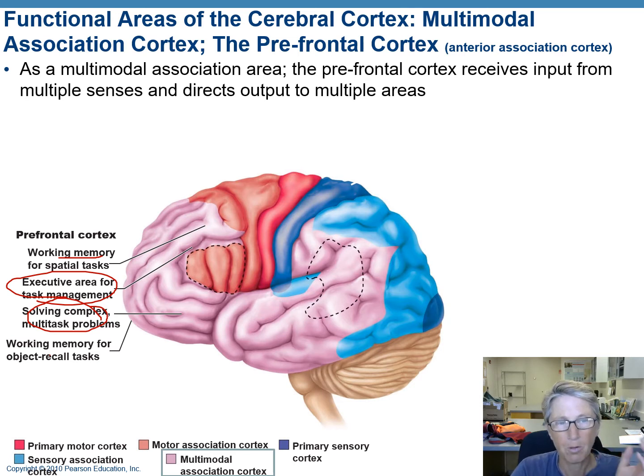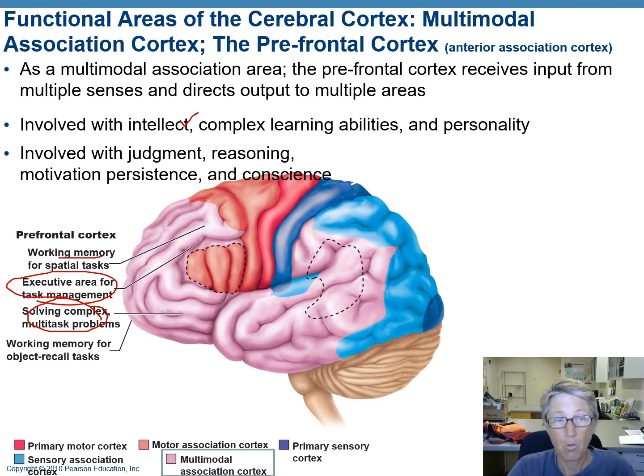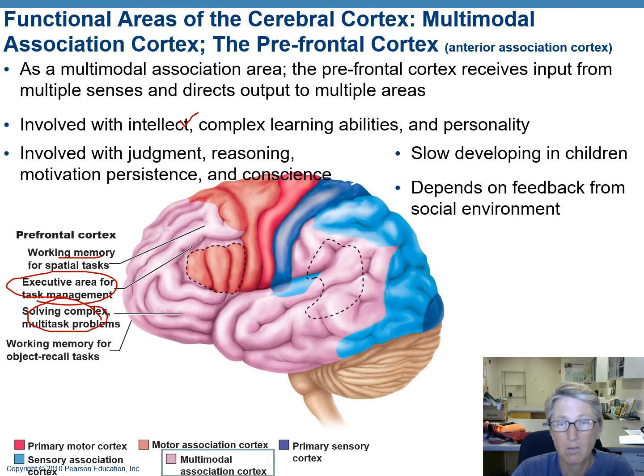This multimodal association area gets input from multiple senses, for example your sense of vision, hearing, smell. The prefrontal cortex is involved with your intellect and your ability to learn complex things, your ability to judge, reason, have a conscience. That's all in the prefrontal cortex. It's slow to develop in children, so you probably heard this doesn't fully wire up till, for some people, 25 years old. And how this develops depends on feedback from the social environment.